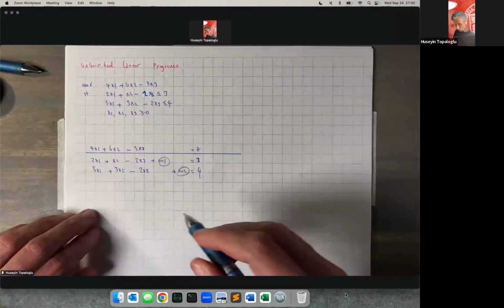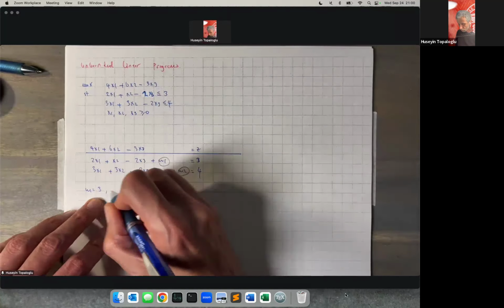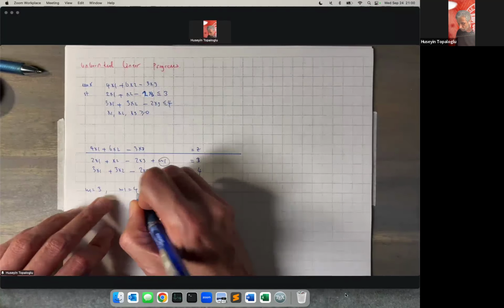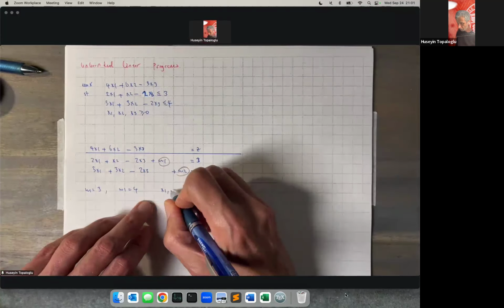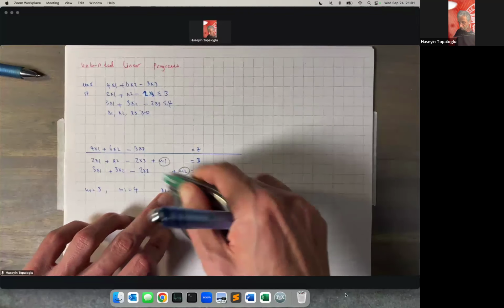Let's solve this linear program through the simplex method, business as usual. Our basic variables are w1 and w2. So the solution we read from the system is w1 is equal to 3, w2 is equal to 4. The x's are all zeros, x1, x2, x3 are all zeros.